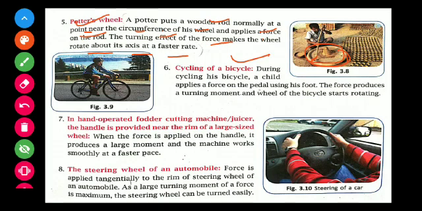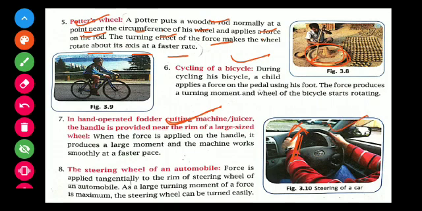Cycling a bicycle is also an example of moment of force. We apply a tangential force on the steering, and with the small tangential force we produce a large moment and large torque.